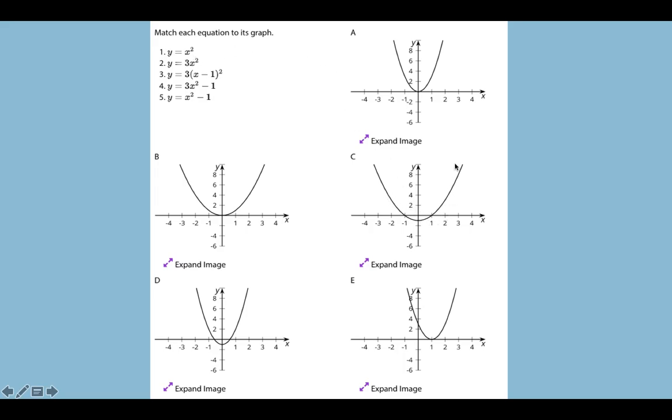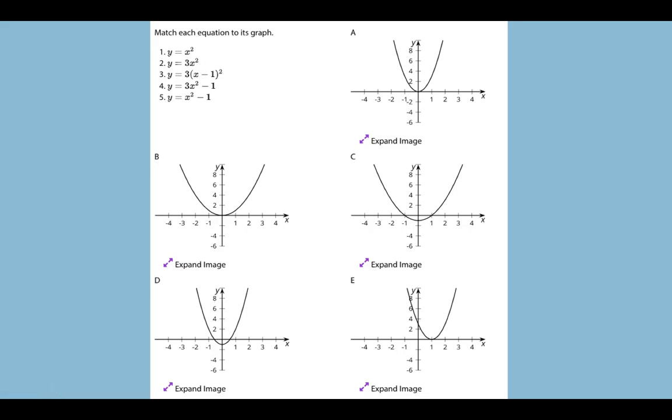Now this one here is shifted below the x-axis, whereas on my Desmos graph, it was touching the x-axis, so it can't be C, can't be E. This one shifted to the right-hand side. This one again is below the x-axis. It can't be that one. So I'm left with B for the first one. Let's verify that. When x equals 1, I should get 1. Yeah. When x equals 2, 2 squared gives me 4. Yes. So for number 1, you match it up to B.